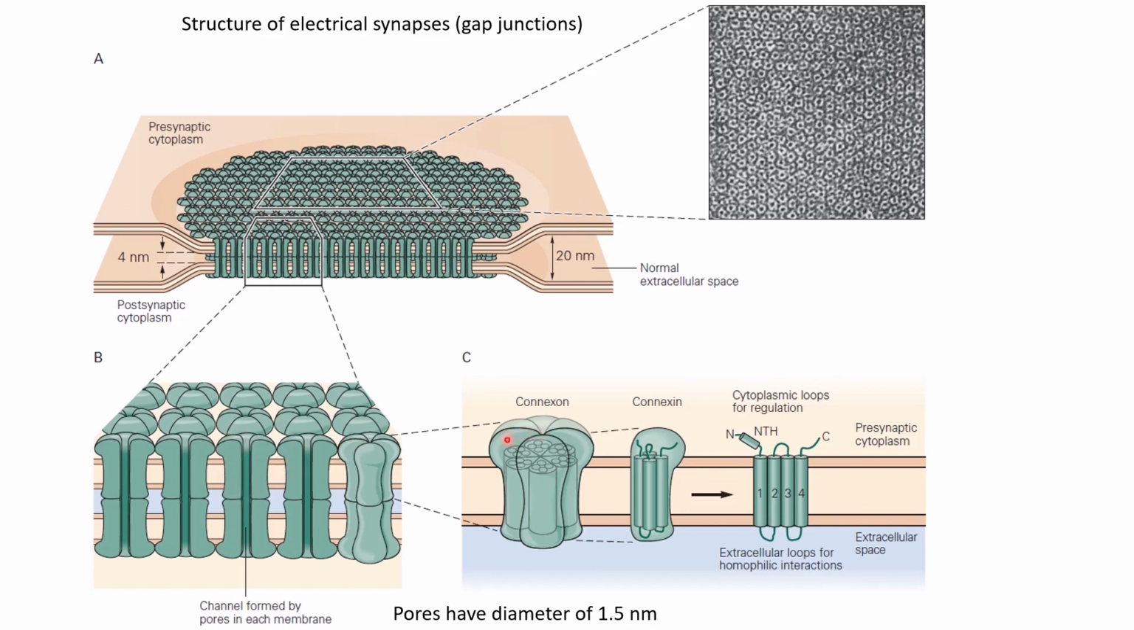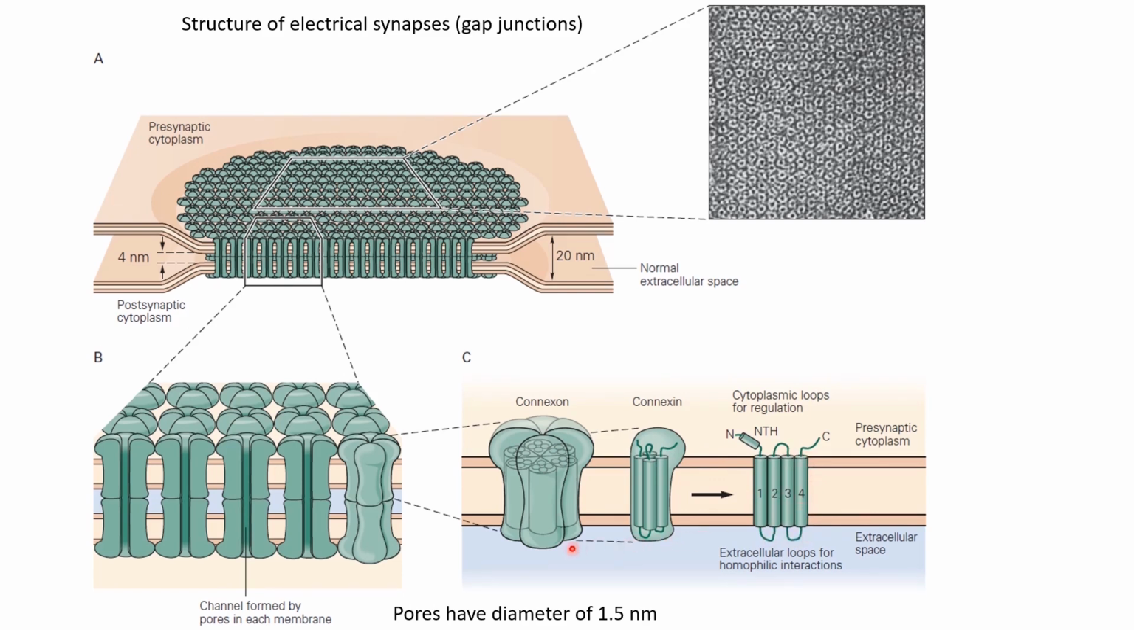So this is what a hemichannel looks like. It has these 6 units. Each of these units is called a connexin, and the whole hemichannel with the 6 units can also be called a connexon. So these 6 connexins come together, and in between they form a pore. And each connexin is made up of a protein chain that passes through the membrane 4 times. So it's a 4 transmembrane domain.